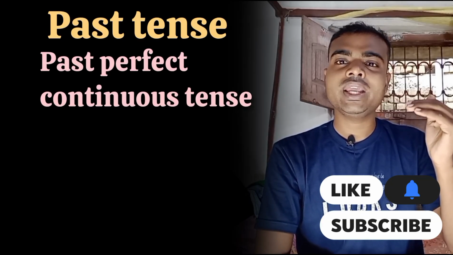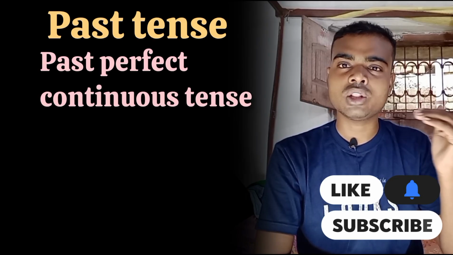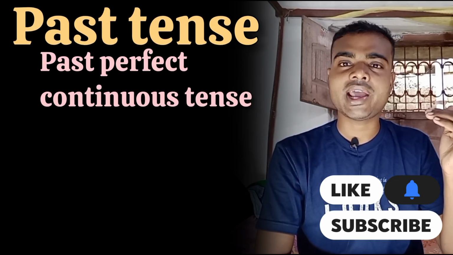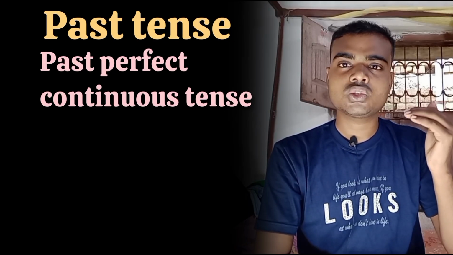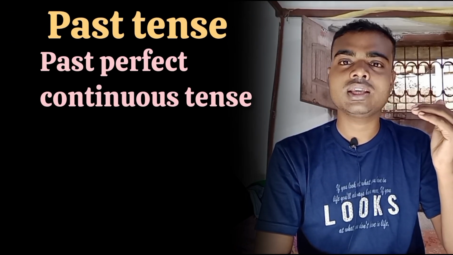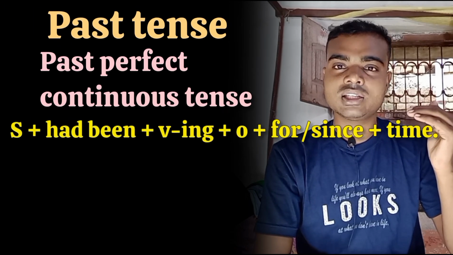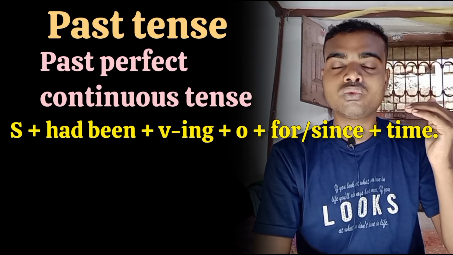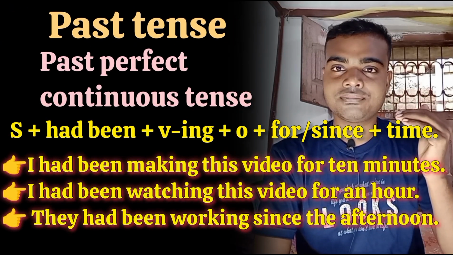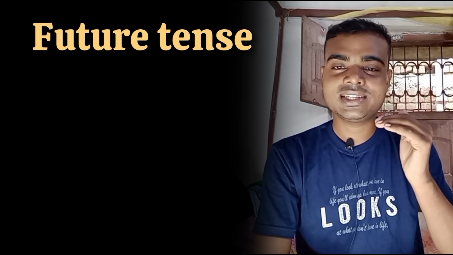Okay, so now past perfect continuous tense. In the past, if we had been doing any work for a few minutes, months, seconds, years, and since morning, since night, since afternoon, for those types of sentences we use past perfect continuous tense. The structure is subject plus had been plus verb ing plus object plus since or for plus time.